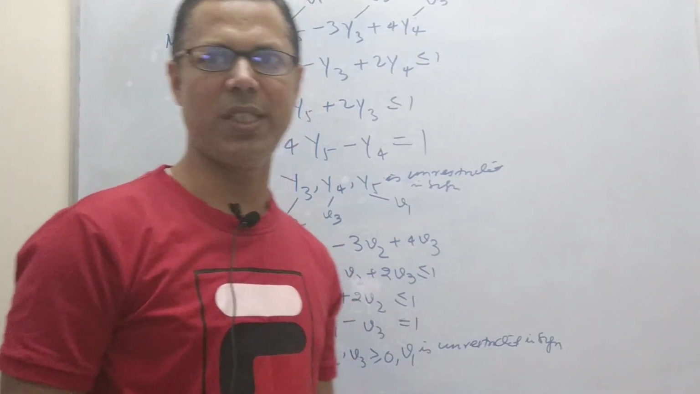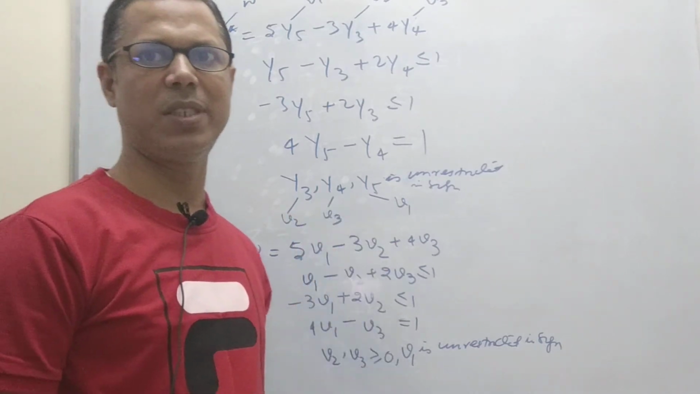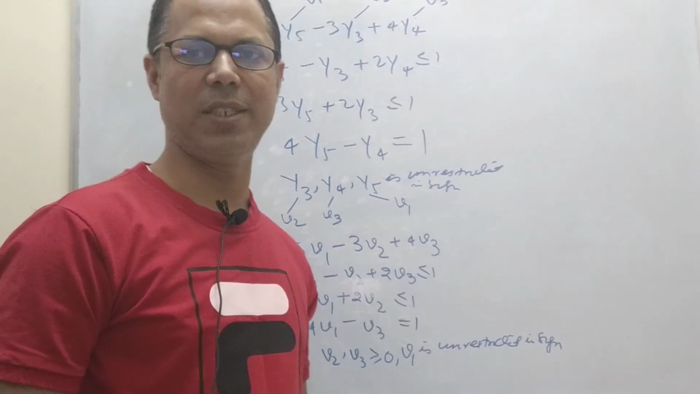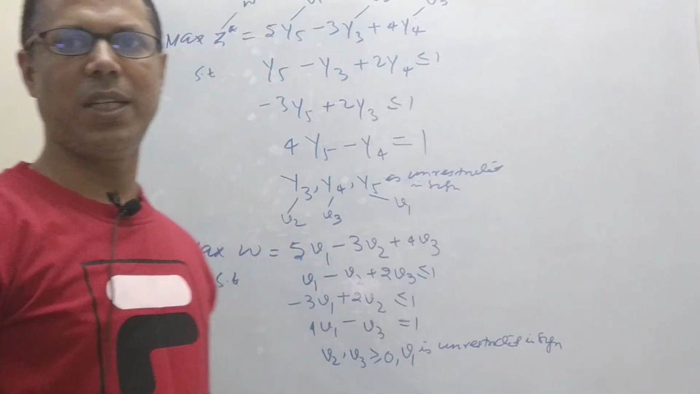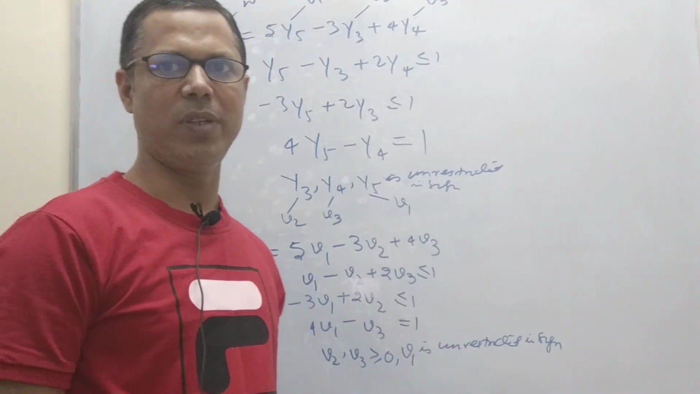Just proceed according to the rules, and wherever you find a variable unrestricted in sign, take the difference of the variables, and finally you can make changes over the constraints, and at the end you will get the solutions.